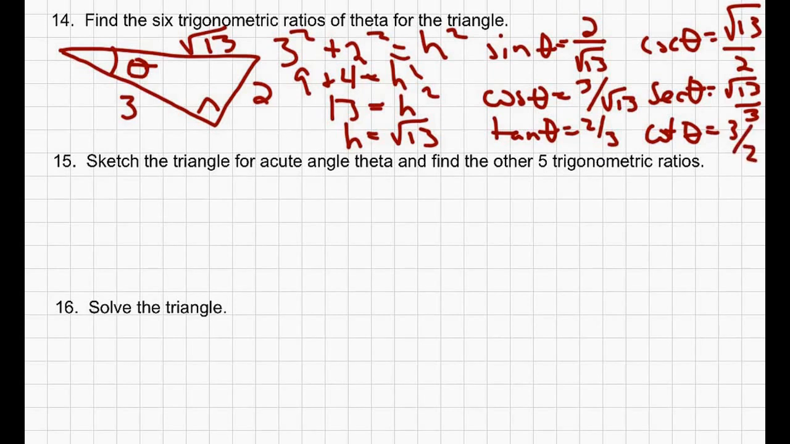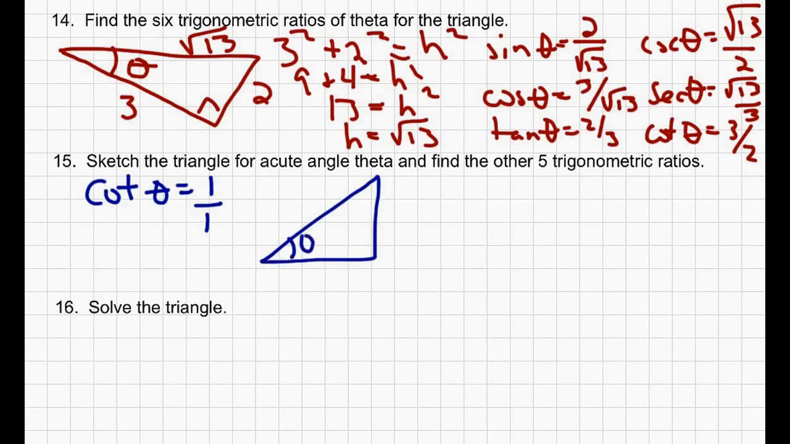Number 15, sketch the triangle for acute angle theta and find the other 5 trig ratios. And the equation is the cotangent of theta equals 1. Now remember that the trig ratios are really fractions. So this is really the fraction 1 over 1. So what I'm going to do is I'm going to draw myself a triangle with acute angle theta. And cotangent's the reciprocal of tangent. So I already know the tangent is also 1 over 1.